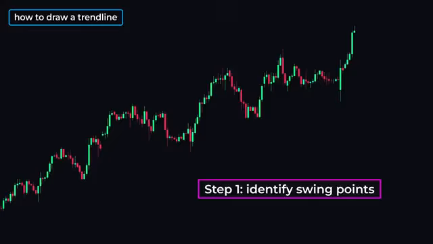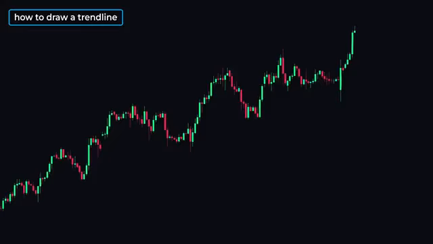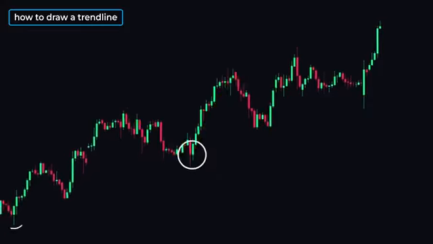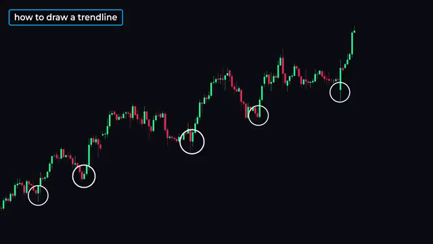A swing point is when price moves into an area and then moves away from it. For example, here we can see that price went down and then reverses back up. Now, this lowest point before the price moves away is called a swing low. Our job is to find as many of these swing points as possible on the chart. And in this case, we can see multiple swing lows right here.